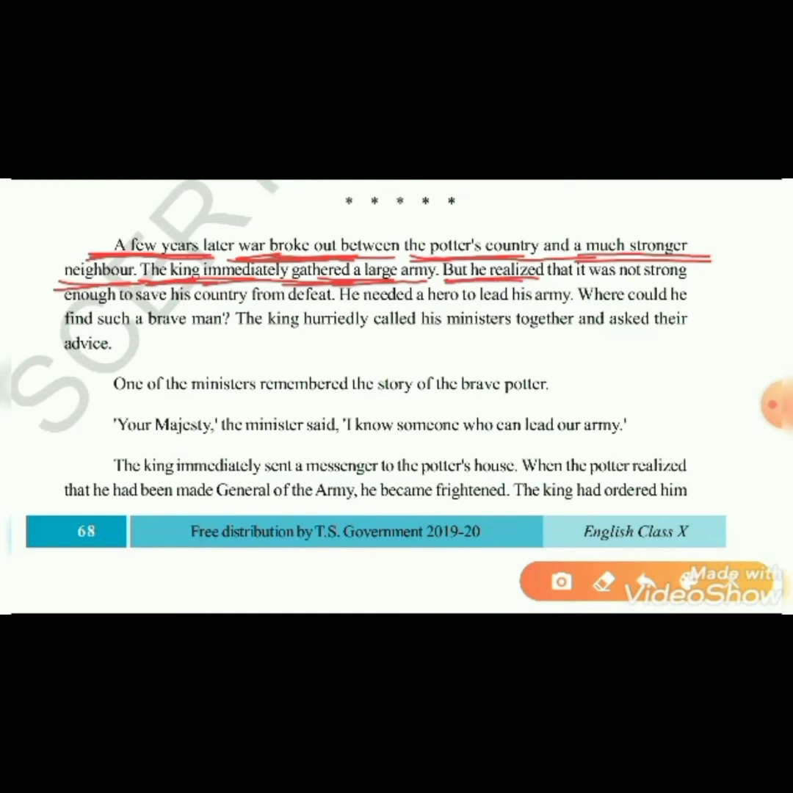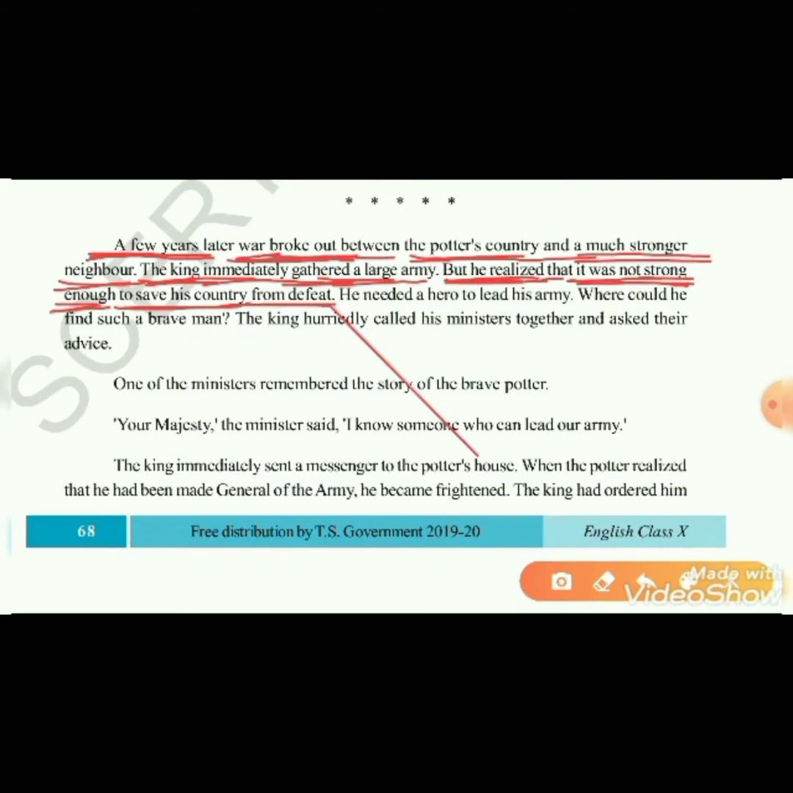The king immediately gathered a large army, but he realized that it was not strong enough to save his country from defeat. The king knows that his country is very weak. Though he gathered a big army, it was not enough because the neighboring country's army is very powerful. So he knew they were going to face defeat. He needed a hero to lead his army. So immediately the king was in search of a brave, powerful, courageous person to lead his army. Where could he find such a brave man?